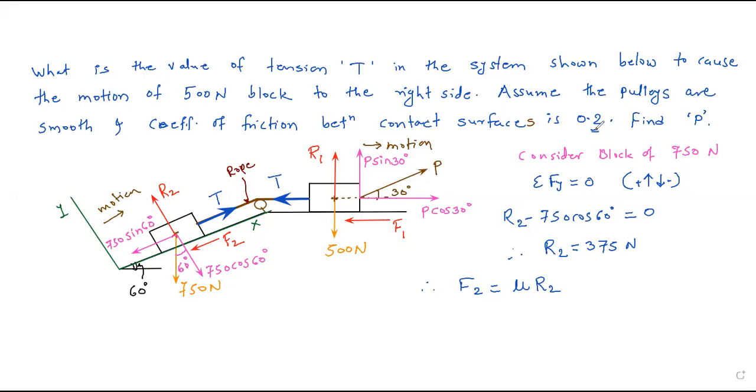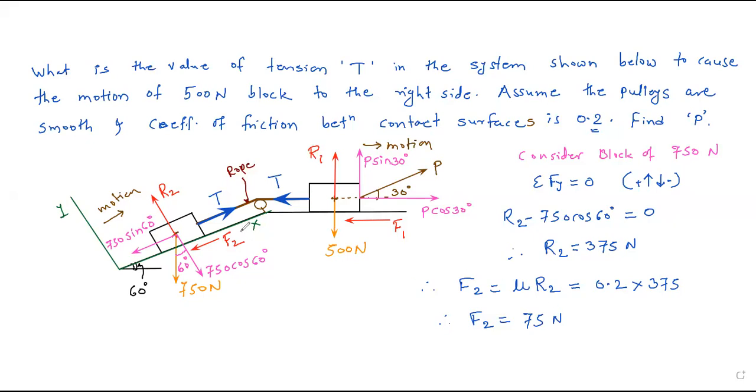Okay, so mu will be same 0.2 at both the surfaces. So now F2 is equal to mu into R2. So mu is here in the problem, it is given as 0.2 into R2. Just we have calculated 375. So if you solve this, you will get the value of F2. Let me know the answer. 75. Okay, so F2 is 75 Newton.